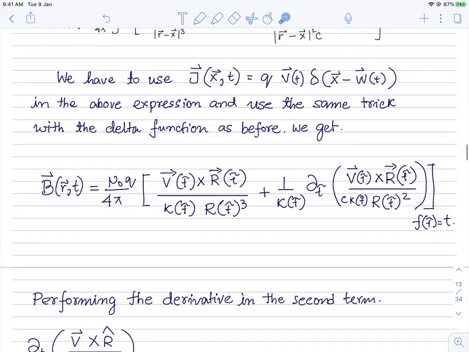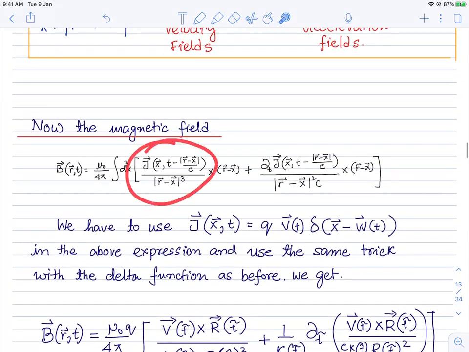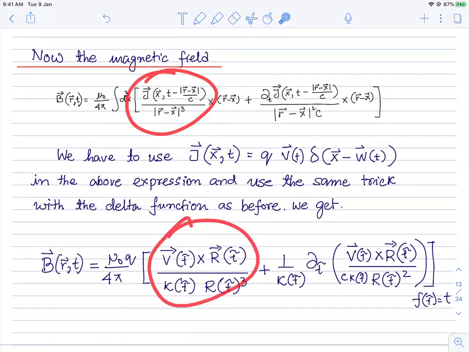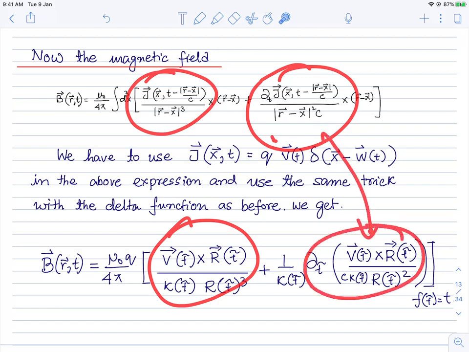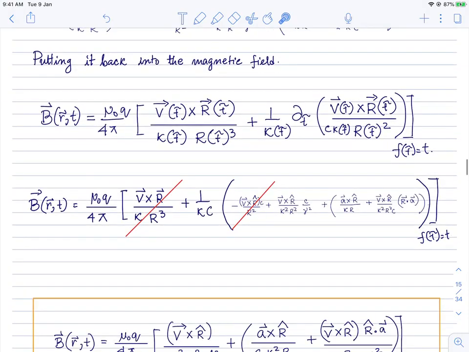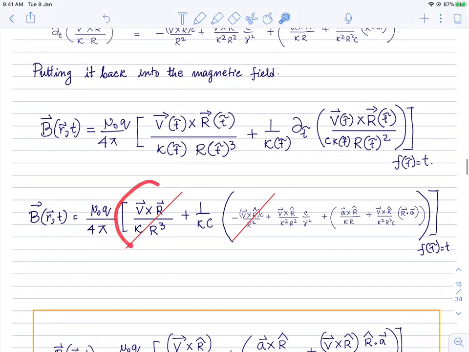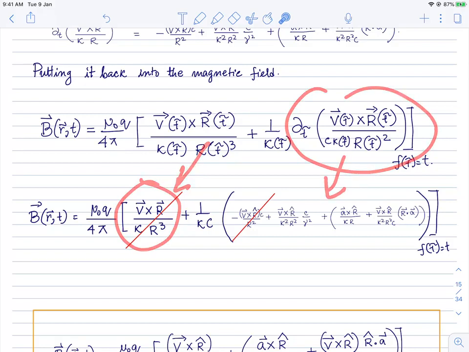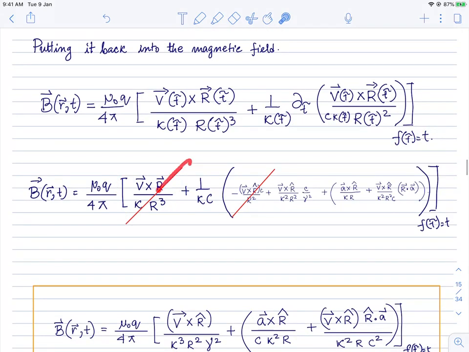It came from the J term. So it came from here. There was a leading term which was this term, and then there was this differentiation which we just performed now. So now putting it back, this term remains as it is, and this differentiation we plug back in here. Once we do that, we see again these two terms cancel.